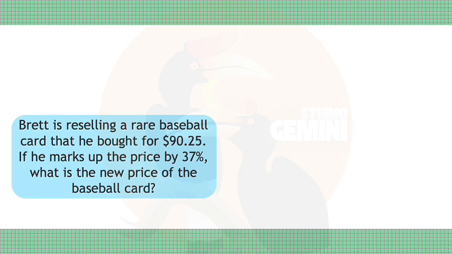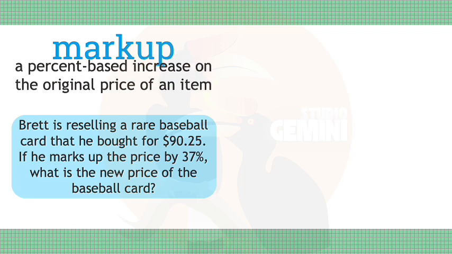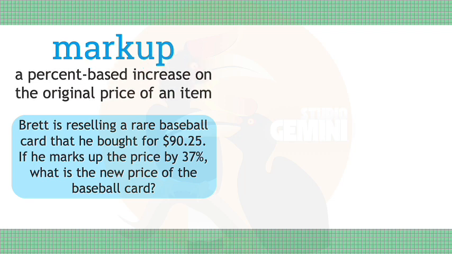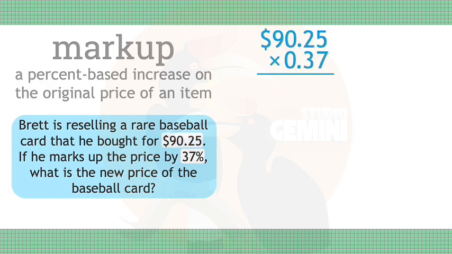Let's tackle one last problem together. Brett is reselling a rare baseball card that he bought for $90.25. If he marks up the price by 37%, what is the new price of the baseball card? A markup is a percent-based increase on the original price of an item. Since Brett is marking up the price of the baseball card by 37%, we need to multiply the original price of the baseball card, $90.25, by 0.37.